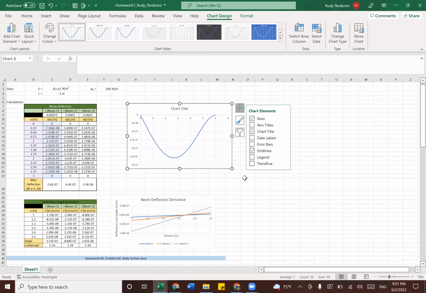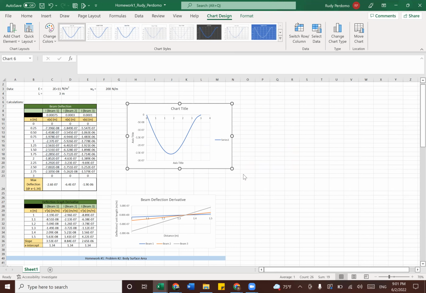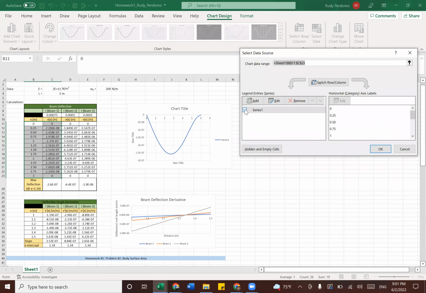So you would obviously add the axis titles and the legend, because you're going to be adding multiple lines here. So you obviously change this one to distance in meters. That'd be your value x. And then this as deflection. And here you just go to select data. So what you do to add another set of points here, you go to select data, and you would add a series, because each of these data sets is called a series.